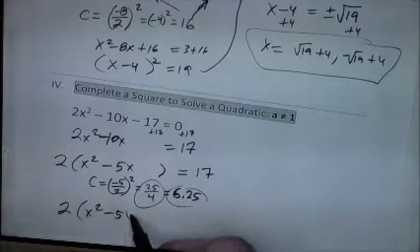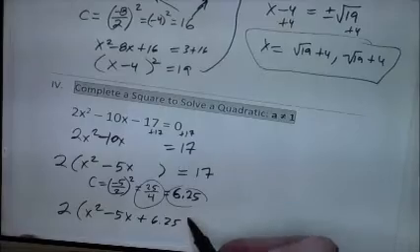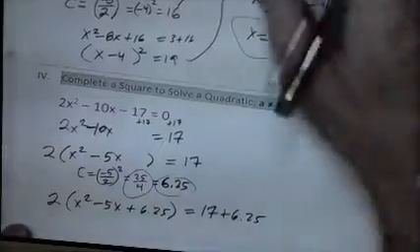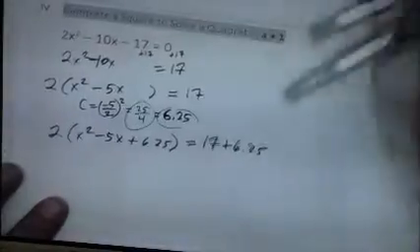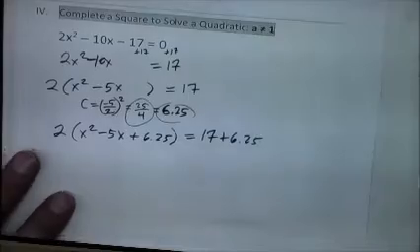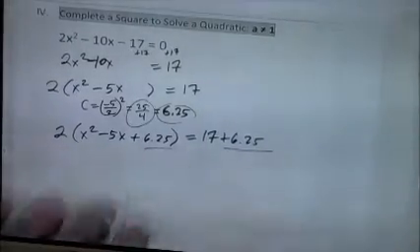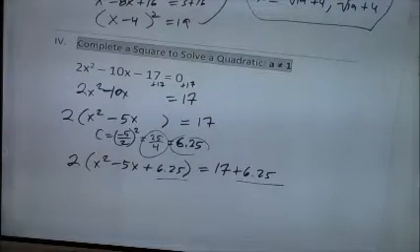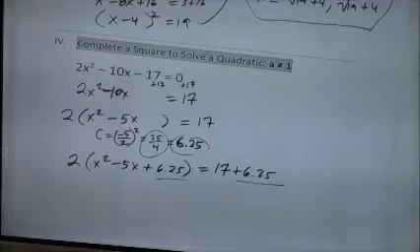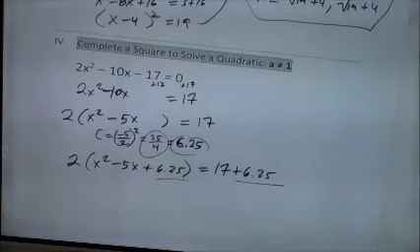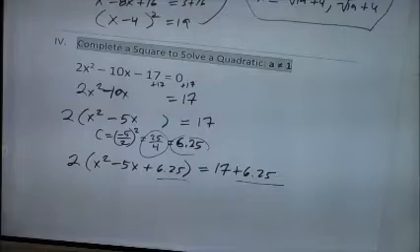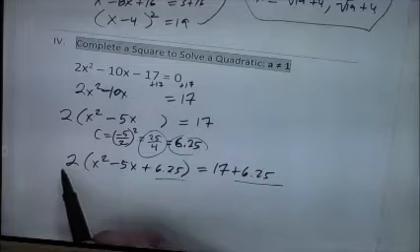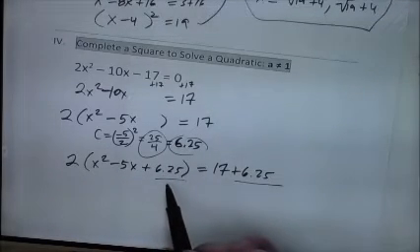2x squared minus 5x plus 6.25 equals 17 plus 6.25. Notice I did not forget, oops, let's put this up here where you can see better. I did not forget to put it on both sides. But I made a mistake. That's not 6.25. It looks like it, and I'm writing it down, but it's really not. Because everything in here has to be multiplied by that too. Instead of a 6.25, it's really a 12.5.